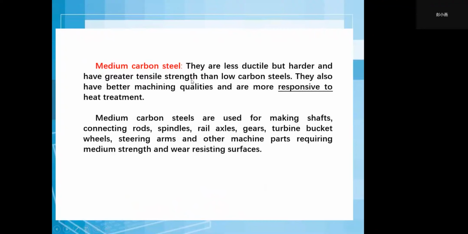And medium carbon steels are less ductile but harder and have greater tensile strength than low carbon steels. They also have better machining qualities and are more responsive to heat treatment. Medium carbon steels are used for making shafts, connecting rods, motors, rear axles, gears, turbines, bucket wheels, steering arms, and other machine parts requiring medium stress and a wear-resisting surface. The carbon content of medium carbon steel is more than 0.3% and less than 0.6%.